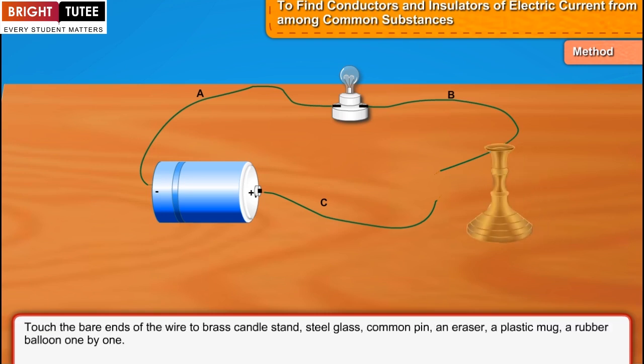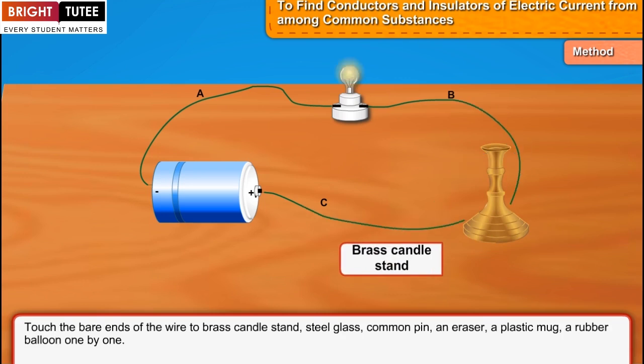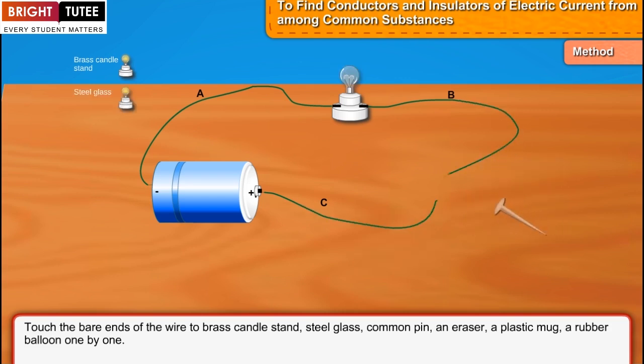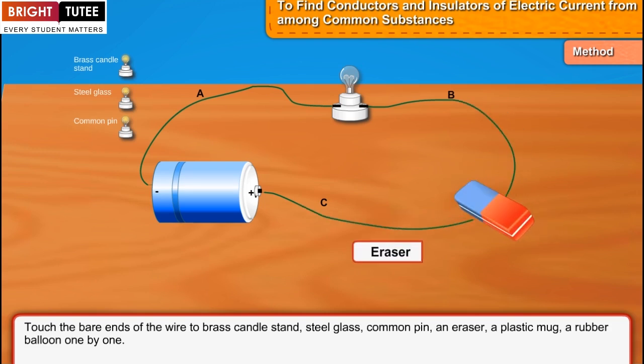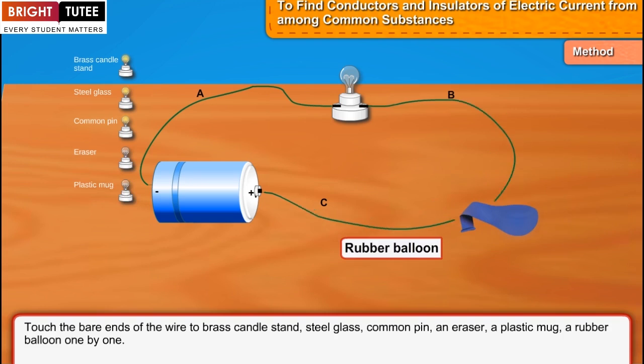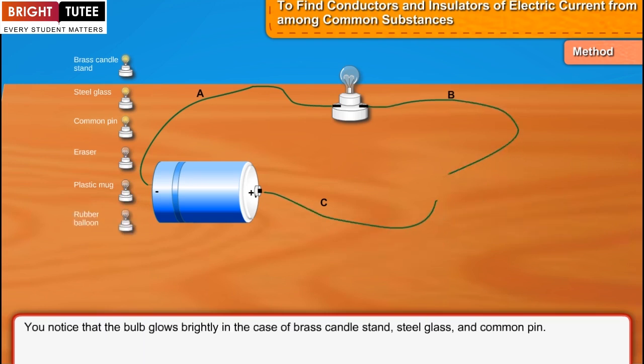Touch the bare ends of the wire to a brass candle stand, steel glass, common pin, an eraser, a plastic mug, a rubber balloon, one by one. You notice that the bulb glows brightly in the case of the brass candle stand, steel glass and common pin. However, the bulb does not glow in the case of an eraser, the plastic mug or the rubber balloon.